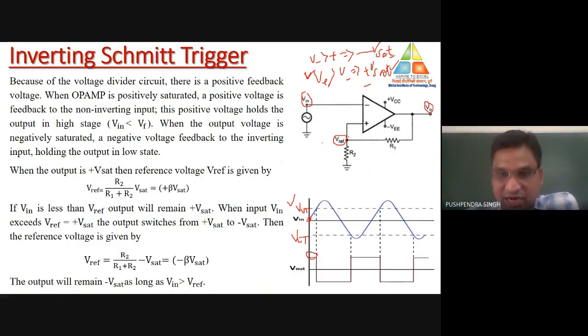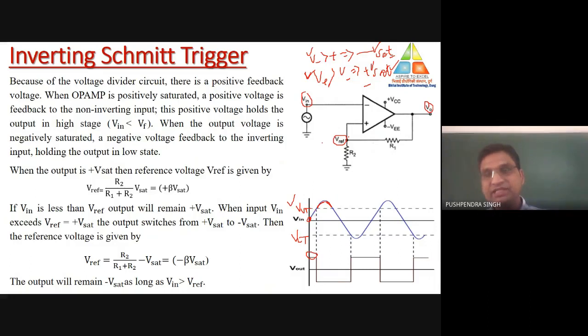Now when the input voltage is increased to more than this VUT, we are concentrating on this particular part. On that condition, the input is more than VUT. Now what is the output? When the input is more than VUT, the negative terminal voltage is at higher potential than the positive terminal voltage.